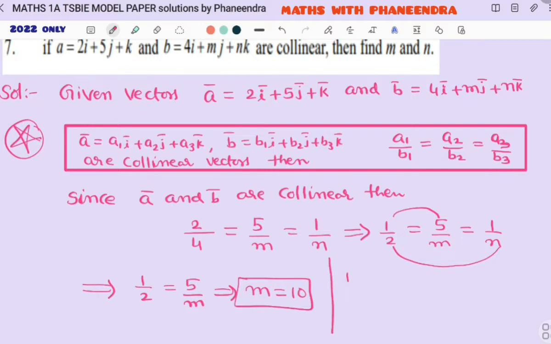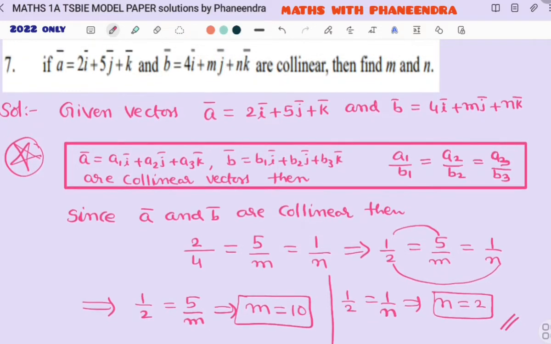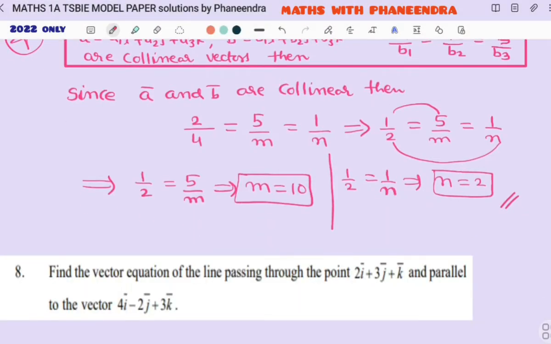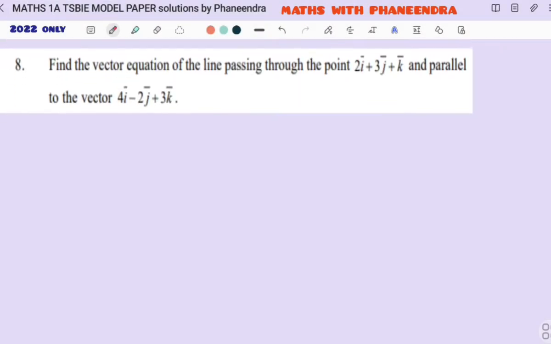Similarly, 1 by 2 is equal to 1 by n. That implies that by cross multiplication, n is equal to 2. So therefore, the values of m and n are 10 and 2. That's all. They are asking to calculate the values of m and n. Now we will move to question number 8.